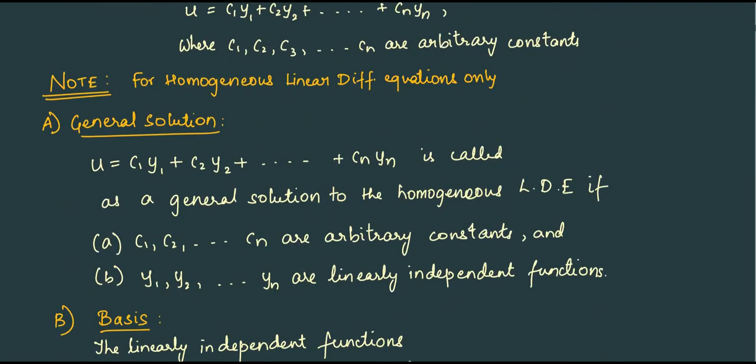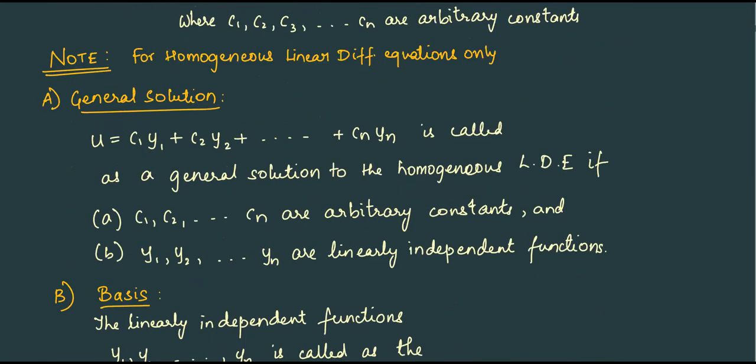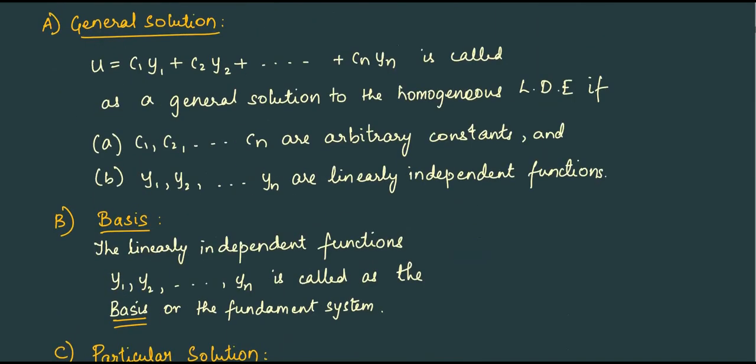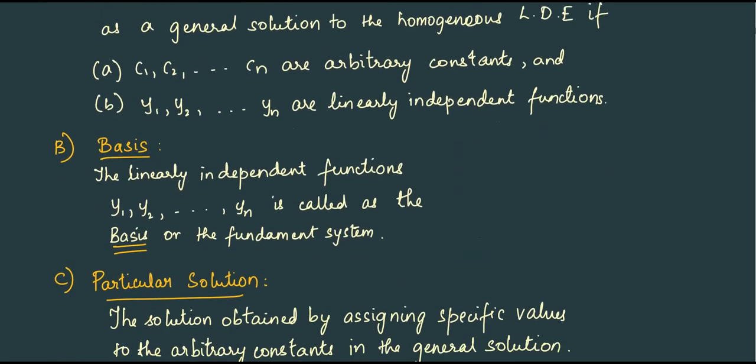So this is the general solution. For homogeneous differential equation, this is the general solution: c1 y1 plus c2 y2 so on up to cn yn, and these y1 to yn are linearly independent functions. That means one function cannot be written in terms of the other function.